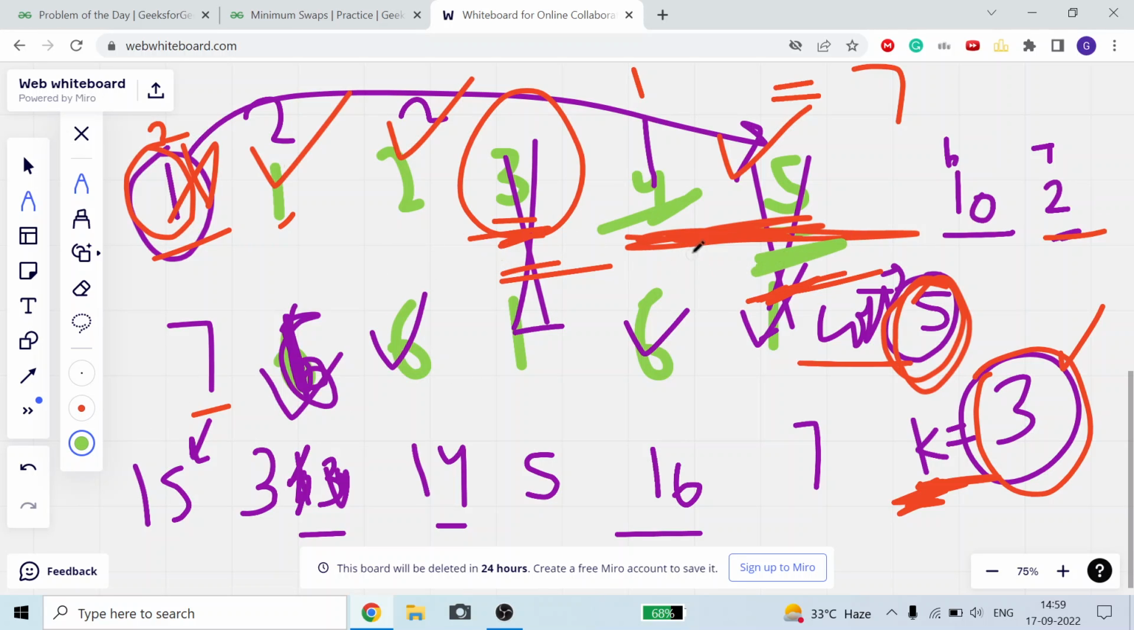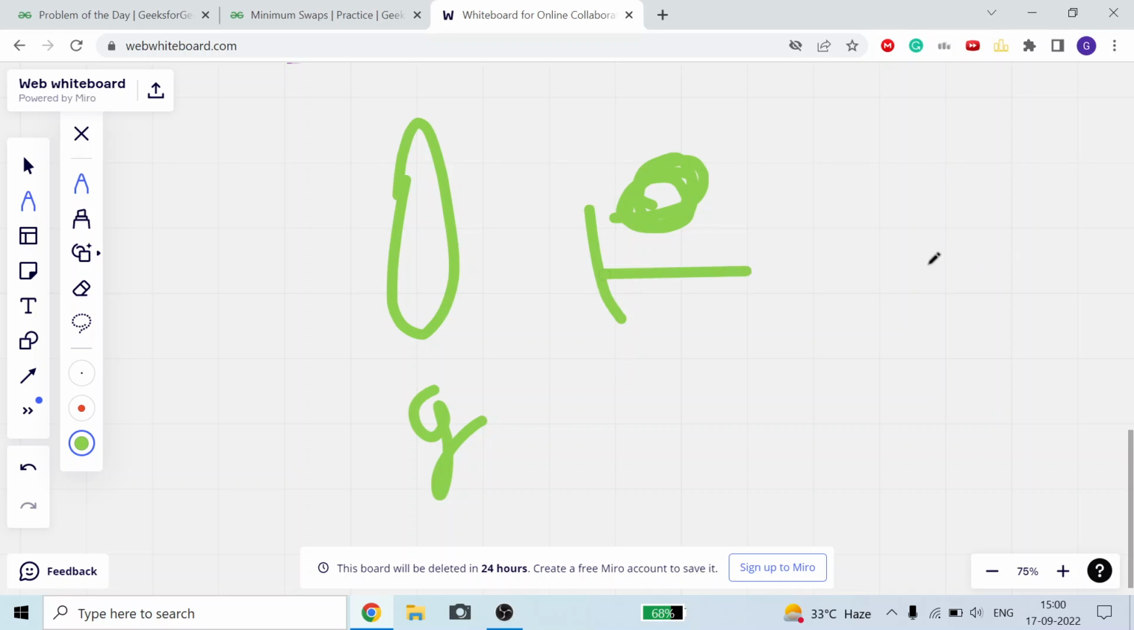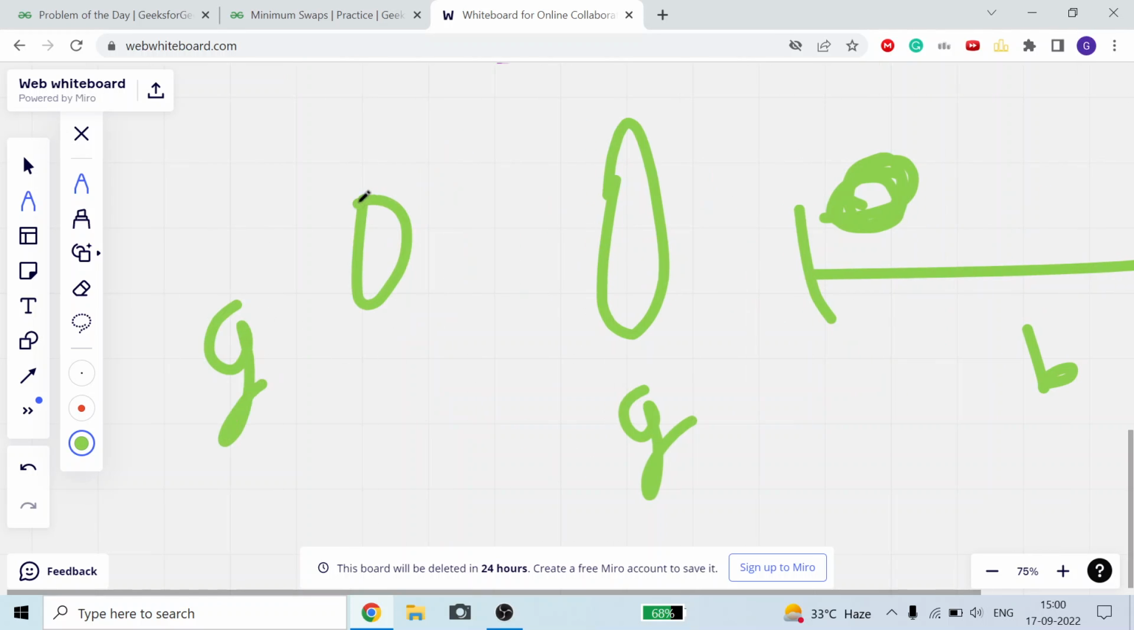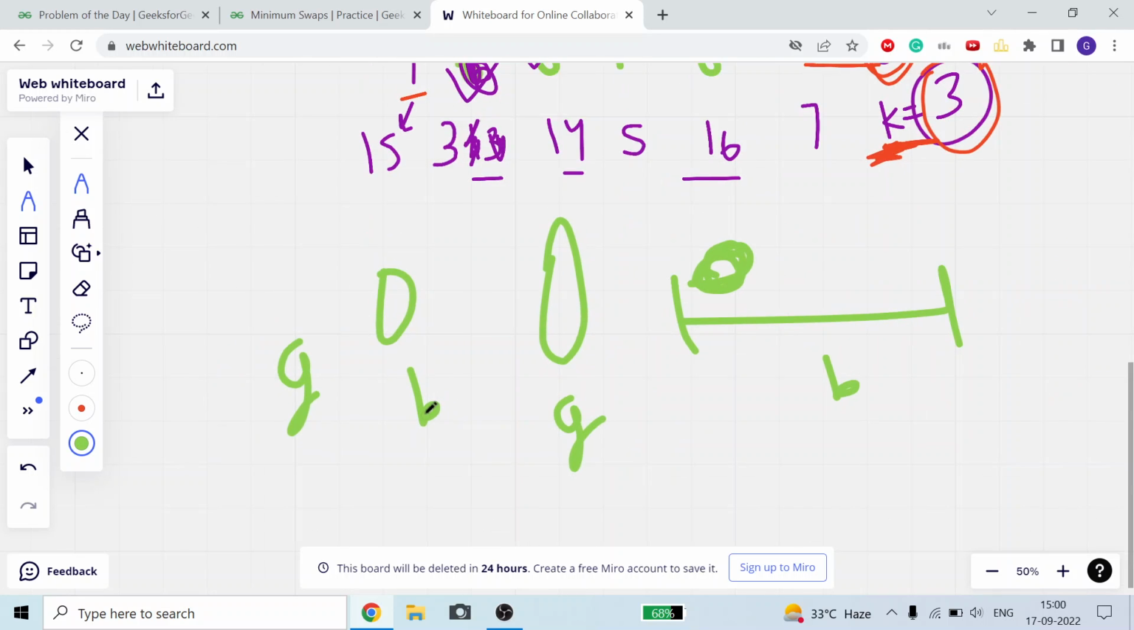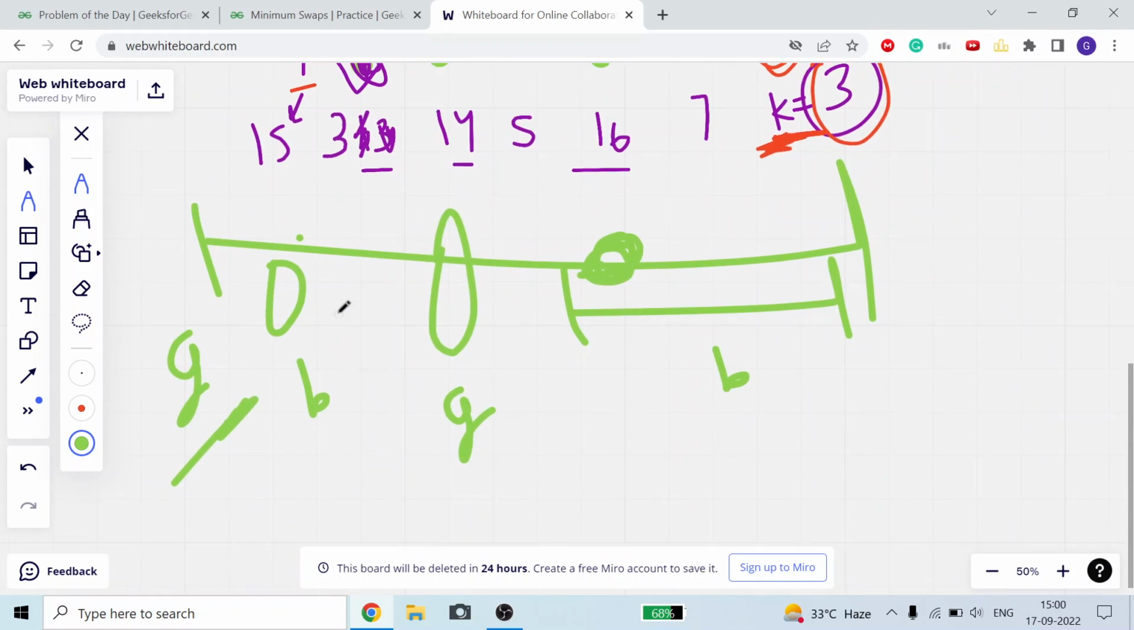If I found a bad ship here, and I have found a good ship here, then it means all the bad ships till here should be added in my answer. This is a good ship, this is a bad ship, then all the bad ships from here to the end will be included in my answer, meaning I need to ignore them all to reach the end.